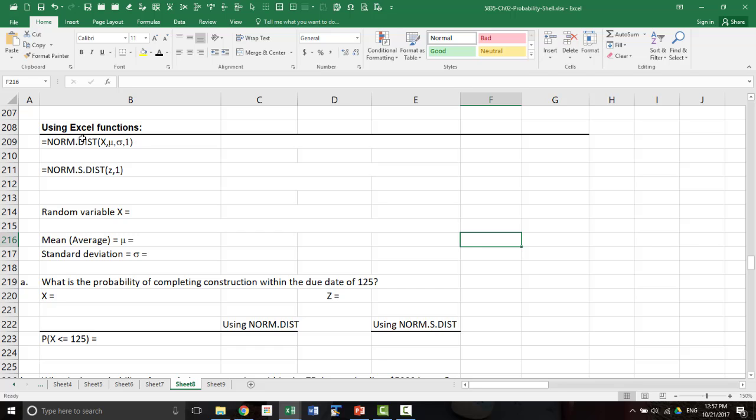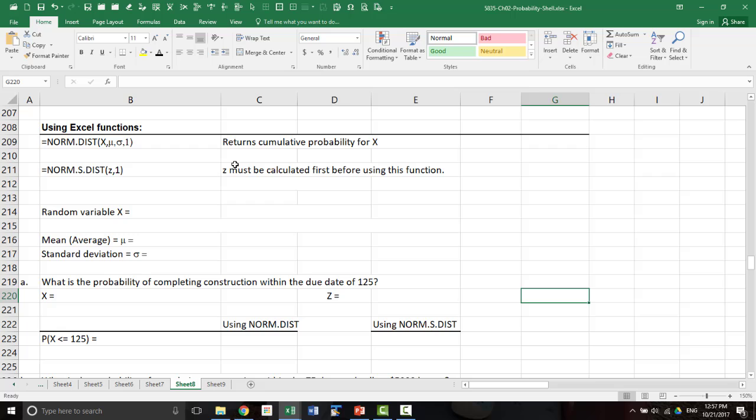So this one returns the probability directly from x. But you have to specify what is mu and sigma. But if you want to use this function, you have to first convert x into a z yourself. So z must be calculated first before using this function. And again, it returns the cumulative probability.